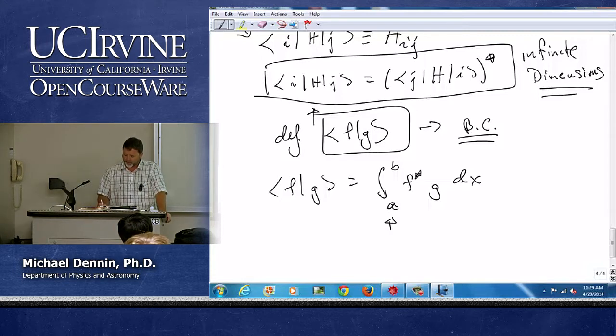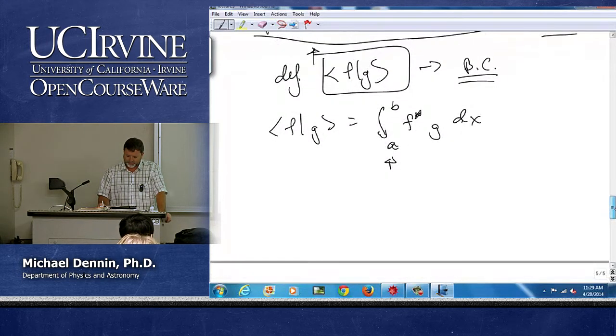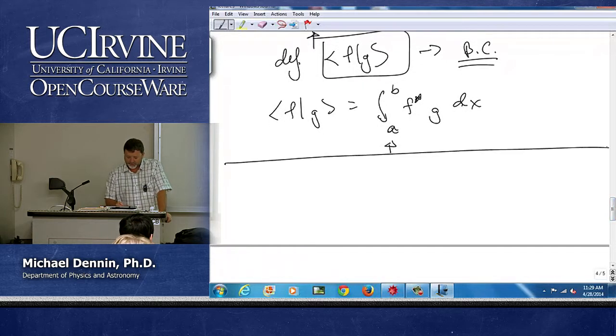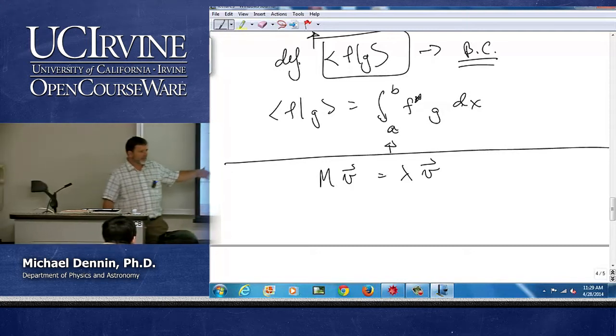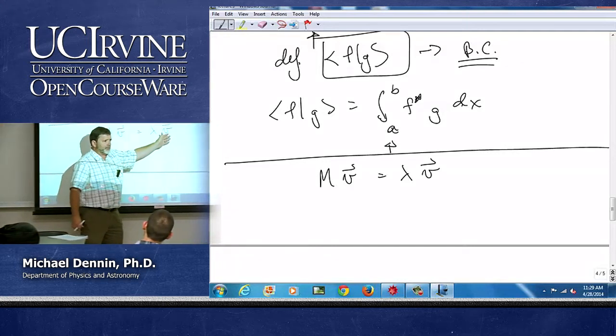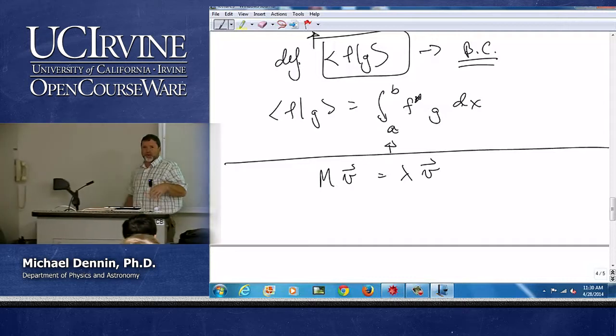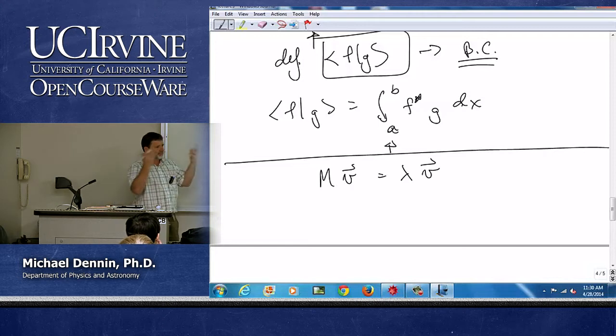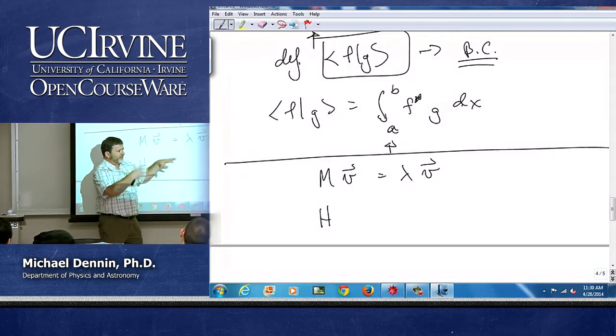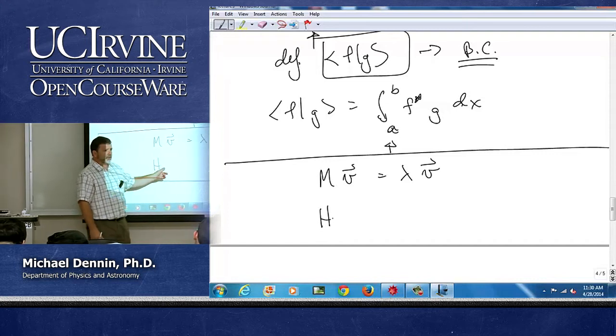So let's get fancy for a moment. When we talk about functions, we also have the same eigenvector equation, right? What does this equation say? The matrix M times the vector is lambda times V. So let's suppose I want to do this more abstractly. How might I write this for an abstract vector using my kets? Say I have a Hermitian operator H, and I want to act on my function vector space. What might I write here?